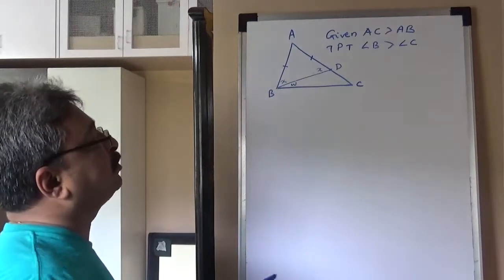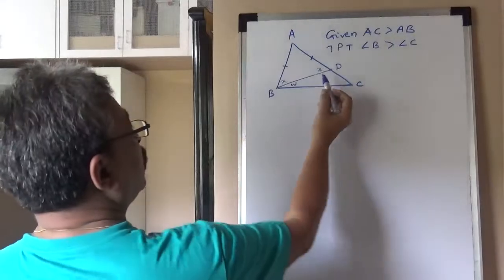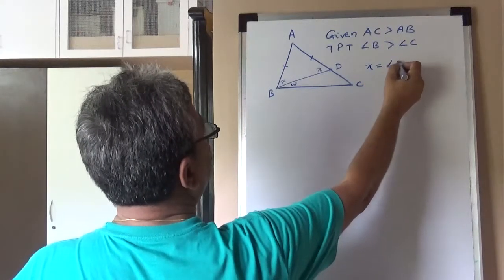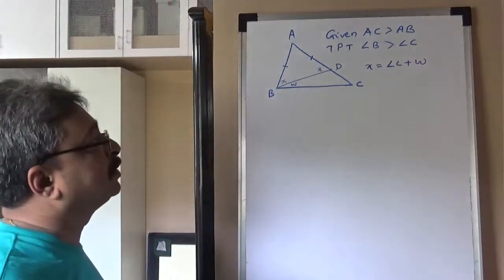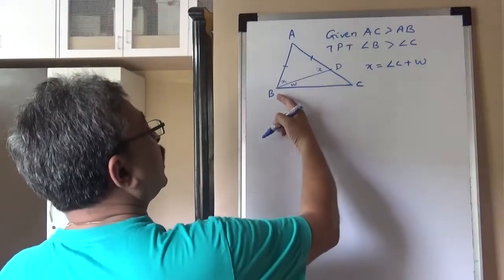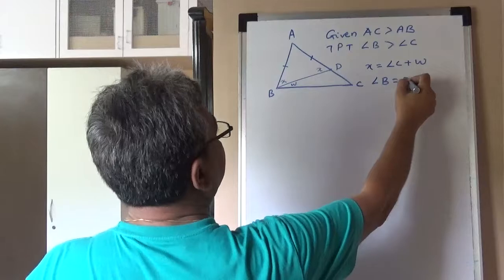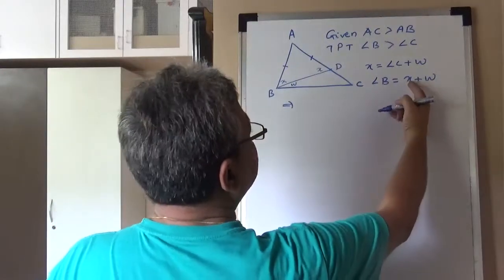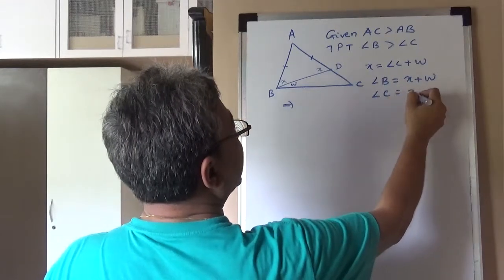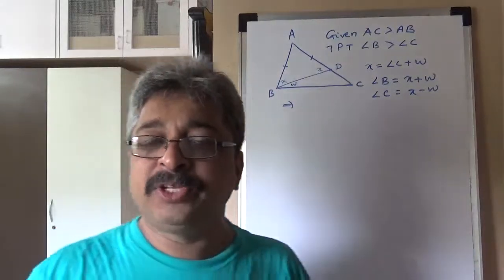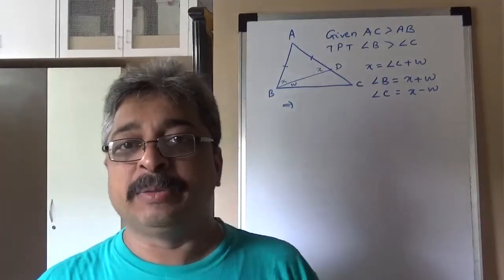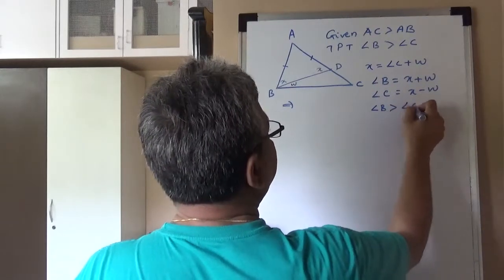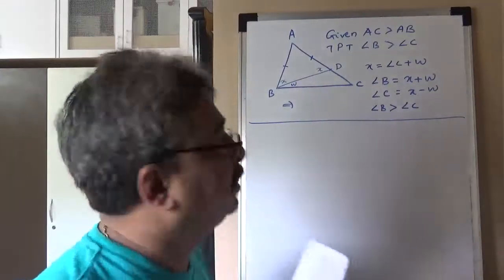So now what do you get out of this? We want to prove angle B is greater than angle C. So considering triangle DBC, X is an exterior angle. So we get X is equal to angle C plus W. And angle B is X plus W. So now if we want to compare angle B and angle C, angle B is X plus W, and from this equation angle C is X minus W. So W is a positive quantity which you are adding to X to make angle B and subtracting from X to get angle C, and therefore angle B must be greater than angle C. This is a simple angle chasing proof for the first theorem.